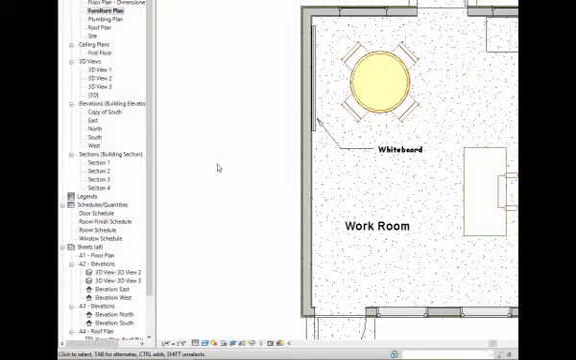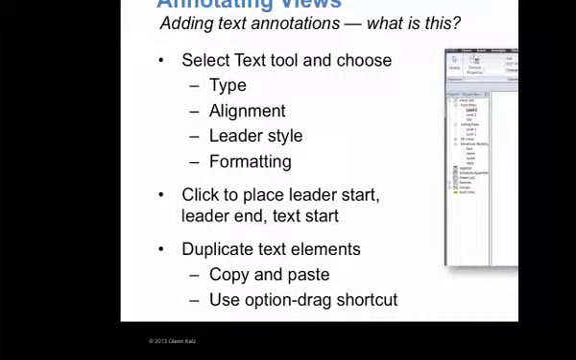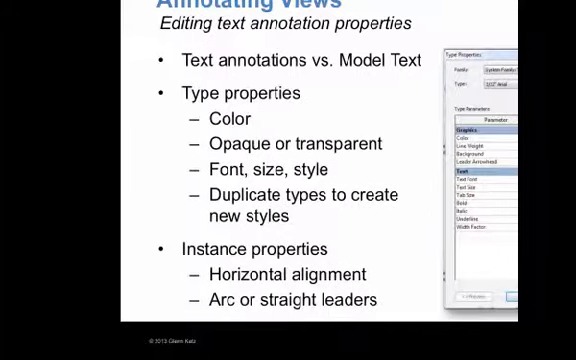Okay, excellent. So text is a great first starting point. And in terms of the annotations, it's pretty much select the tool. You can set the type style, decide whether or not you want to have a leader. You can copy and paste those around. Text is pretty easy. And you can change the properties to create new types if you want to: different colors, opacities, font sizes, things like that.